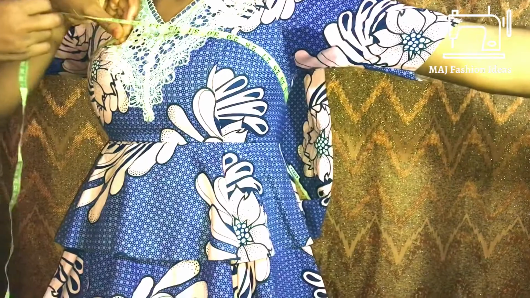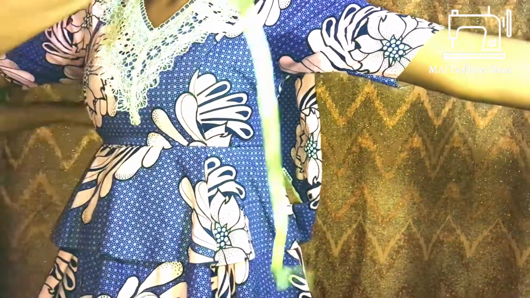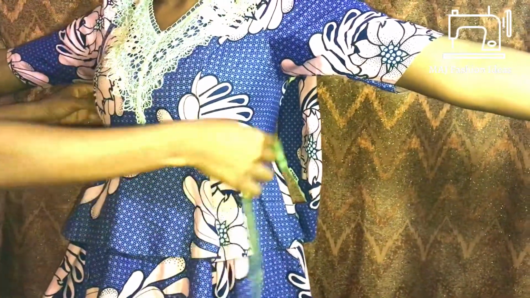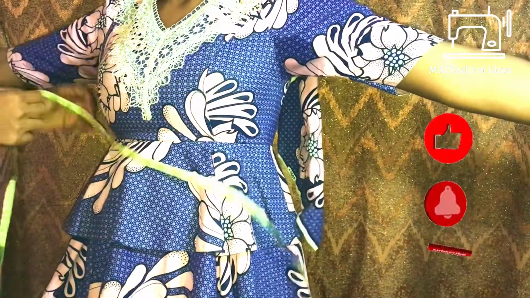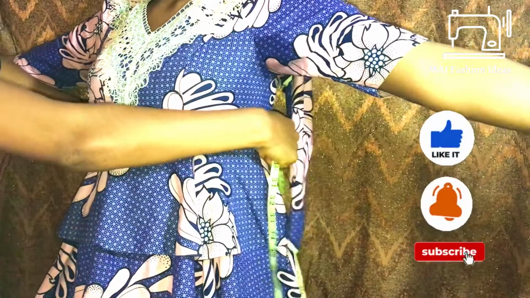Then we have what? After round upper bust, you measure the round bust. You place your tape to the bust, round bust. This is here. Measure it from the back.